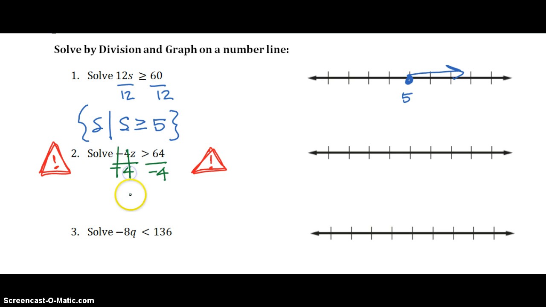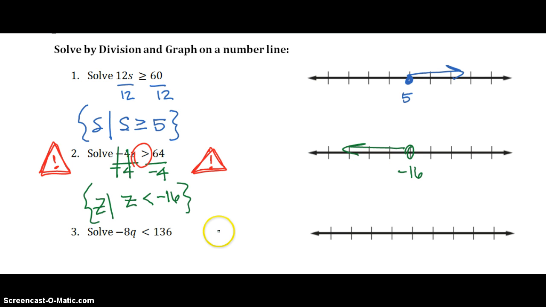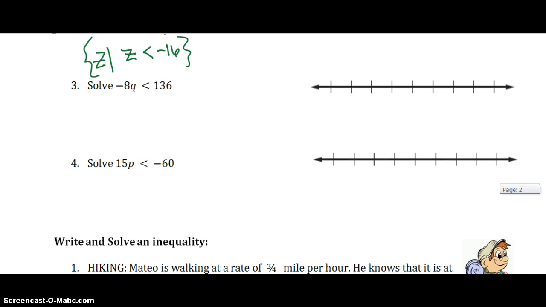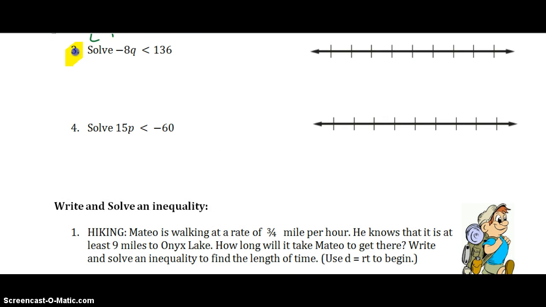So it cancels, and z is not greater than anymore. Flip that sign. It's going to be less than -16. So z such that z is less than -16. All right, so you come over here. You're welcome to check it if you would like. Open circle because it's not equal to, and it's less than, so it's going to the left. All right, I am going to leave the next 2 for you all to work on your own.